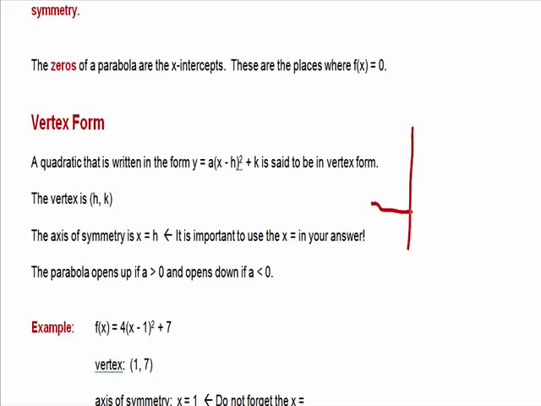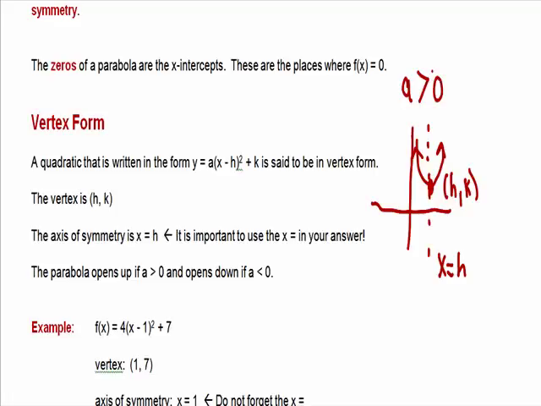Before I move on, let's just take a look at a couple of graphs. So suppose I had a parabola that looks something like this. Here would be our vertex, and so that would be h comma k. And the axis of symmetry would be the vertical line which cuts through the vertex, and its formula would be x equals h. This is a parabola where a is greater than 0.